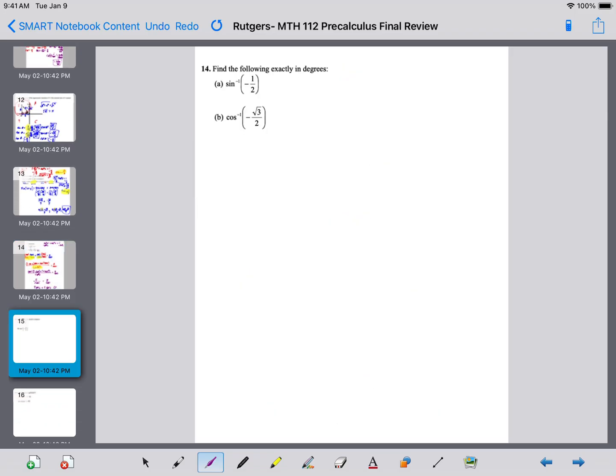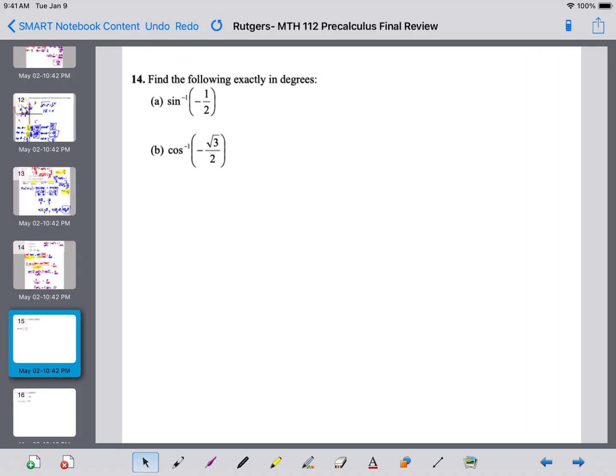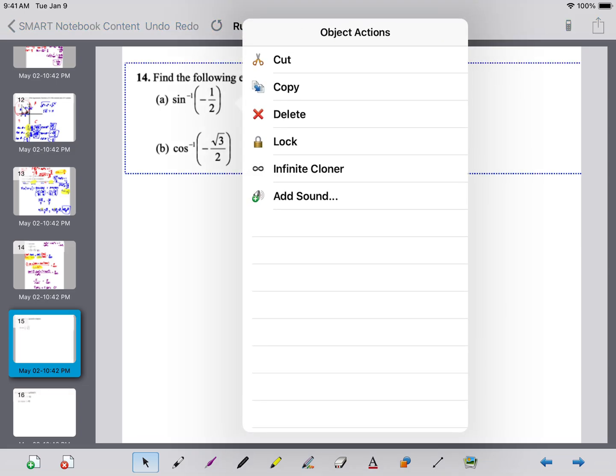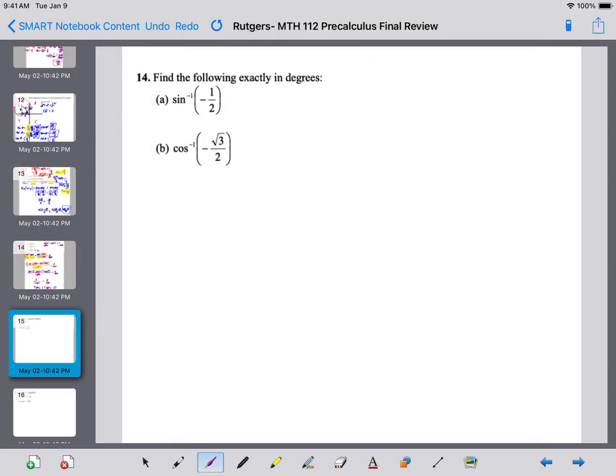Alright, question 14. Find the exact value of the inverse of sine, or arcsine, of negative 1/2. So I know my inverse trig functions solve for the angle. So I'm going to say equals theta. And then, if you wanted to rewrite this, because we're used to that SOHCAHTOA form, you could show the original: sine of theta equals negative 1/2.